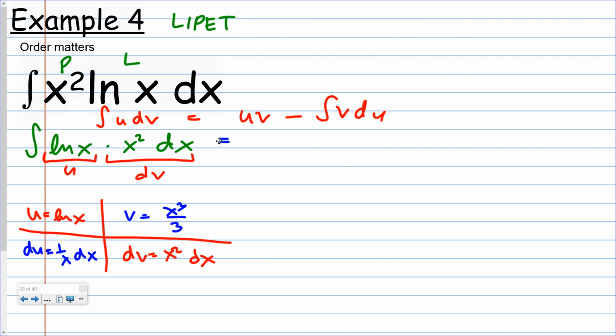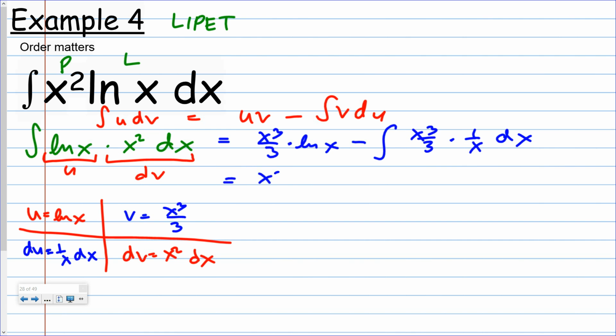Then I'm just going to plug right into this formula. U times v is going to be ln of x times x cubed over 3. Actually, let me switch it, because I don't want to accidentally move that x cubed over 3 into the ln of x. So it's x cubed over 3 times ln of x minus the integral of v times du. So that's going to be x cubed over 3 times 1 over x dx.